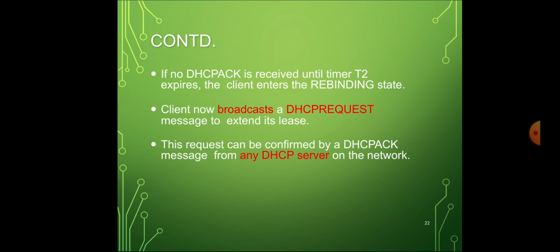Now the client broadcasts the DHCP request message to extend its lease. Again the client has to send the DHCP request message to extend the lease. This request can be confirmed by the DHCP acknowledgement message from any DHCP server on the network. It can be sent to all servers, and any other server can receive this request.